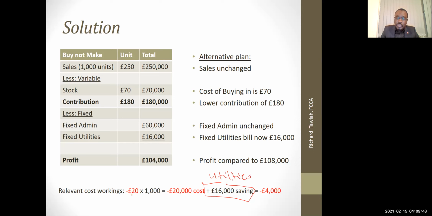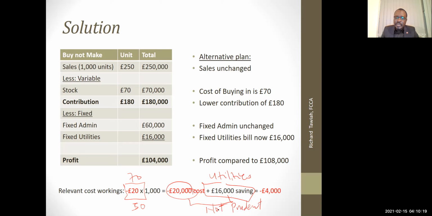But what about the cost? We are incurring extra. If we were producing, we would have incurred 50, but since we were buying, we were paying 70. So extra 20 times the unit. It means we are going to incur extra 20,000 cost, whereas we are saving 16,000. Is it prudent? Compare it. So this will not be prudent.